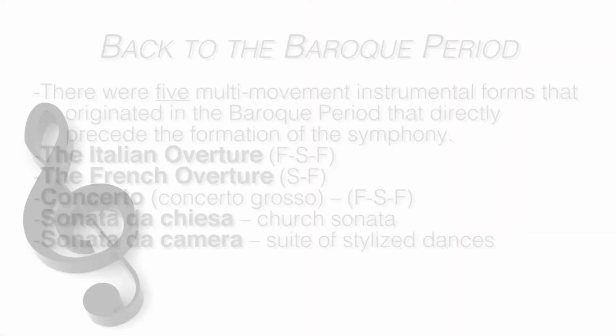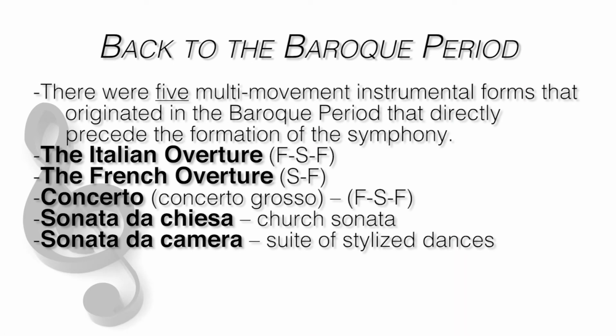The other ideas from the Baroque period that used multiple sections or movements included the concerto. The father of the concerto was Antonio Vivaldi, and the concerto had three movements. The first movement being fast, slow middle movement, and ending fast again.